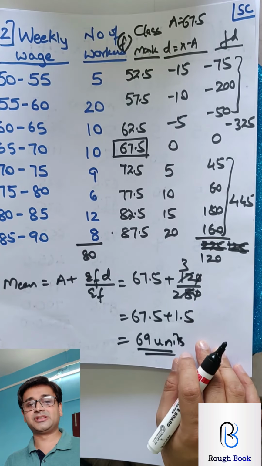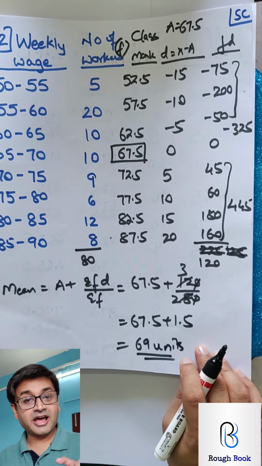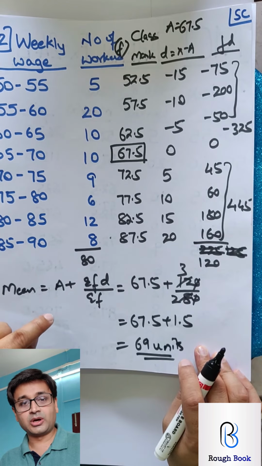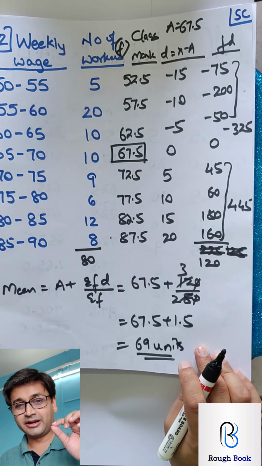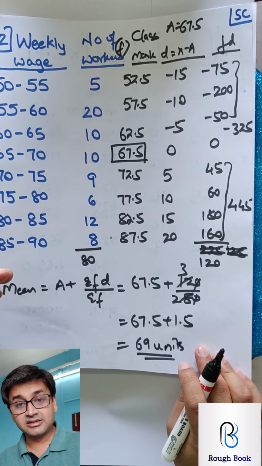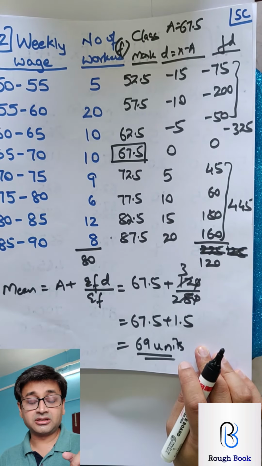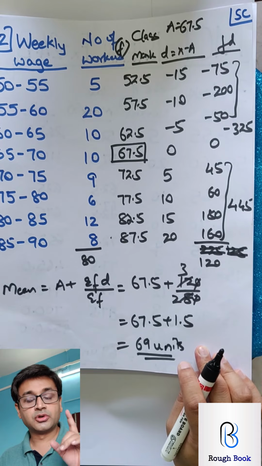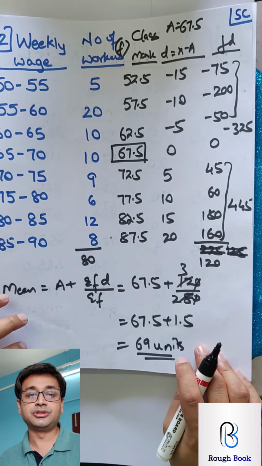Now tell me, which one was easy? Was this easy or was the direct method easy? Obviously this one is easy to calculate, slightly difficult to understand, but once you get a knack for it, this is much easier and more accurate. There are greater chances of going wrong otherwise. So please try and understand and stick to these methods.